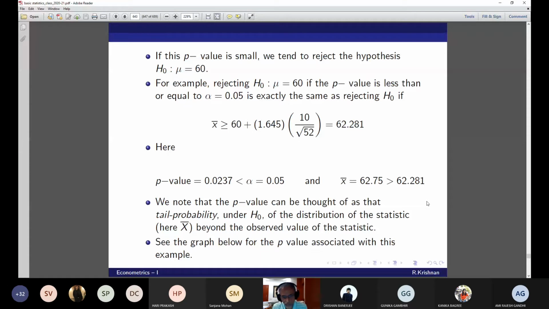Okay. So this is the example. Somebody asked me for an example of alpha and p. I think Drishan asked me the difference between alpha and p. Alpha is something you fix before the experiment. P is something you get after the experiment. Can we say this?